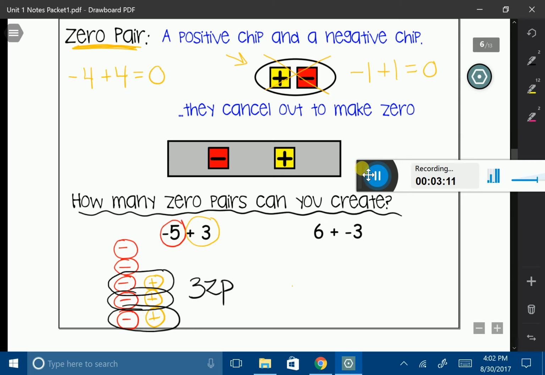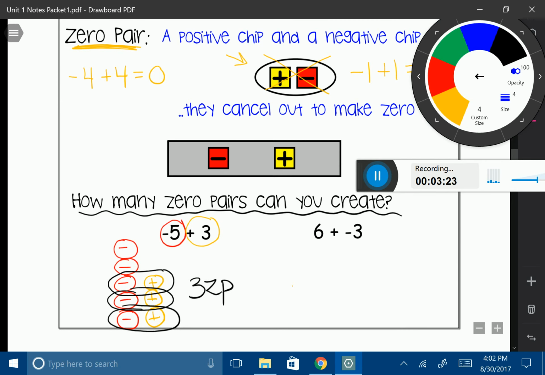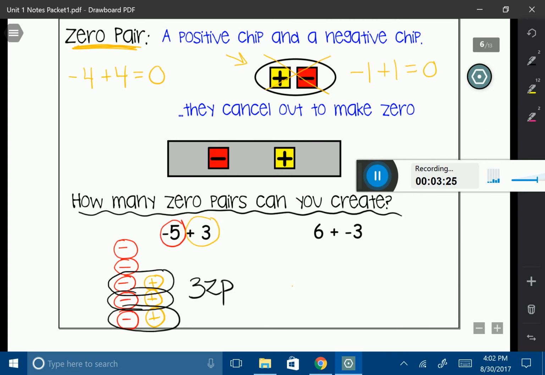Well, if I have -5 chips and I'm going to add +3, the way that you get the answer to this is you look at what's left over. So I'm going to change my pen color real quick to blue. Look at what's left over. Notice how I have a negative and a negative. I have 2 negative chips. Therefore, my answer to this expression is -2.